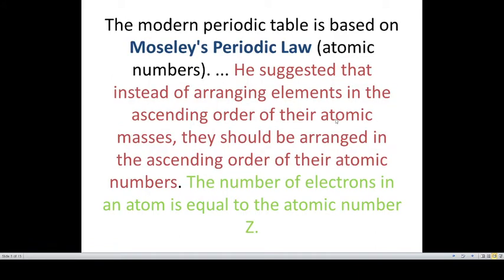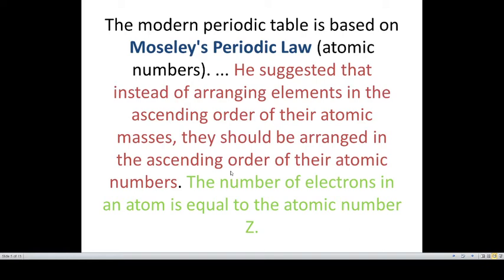Now, the modern periodic table is based on Moseley's periodic law. That was Mendeleev's periodic law, and this is Moseley's periodic law, dependent on the atomic number. Moseley suggested that instead of arranging elements in ascending order of their atomic mass, they should be arranged in ascending order of their atomic number. Mendeleev said that elements should be arranged in ascending order of atomic masses, but according to Moseley, the elements should be arranged in ascending order of their atomic numbers, not masses.